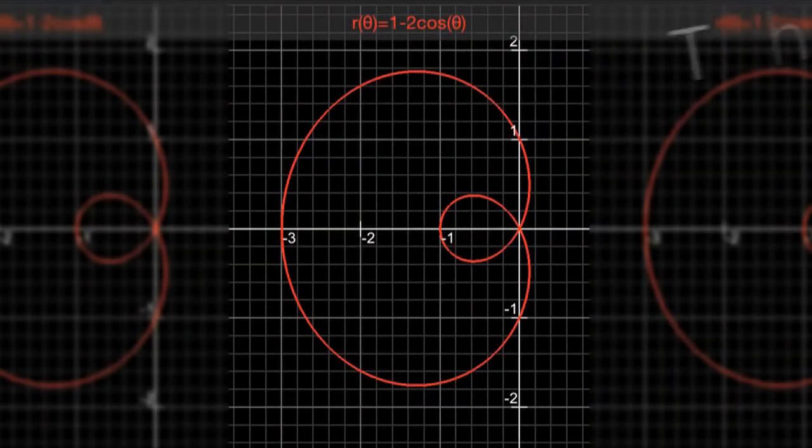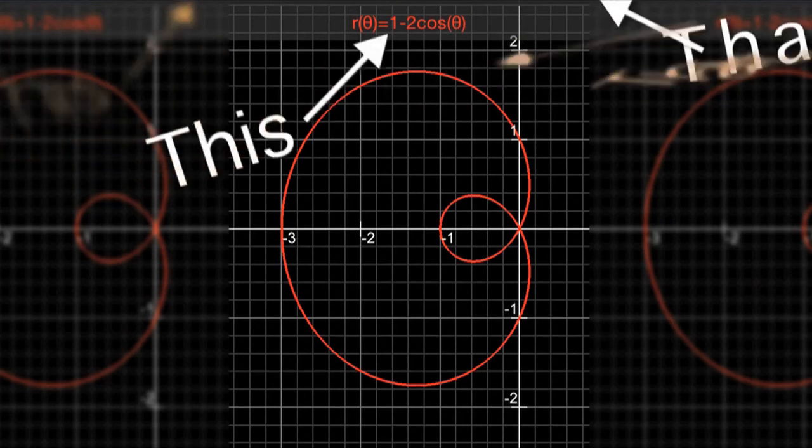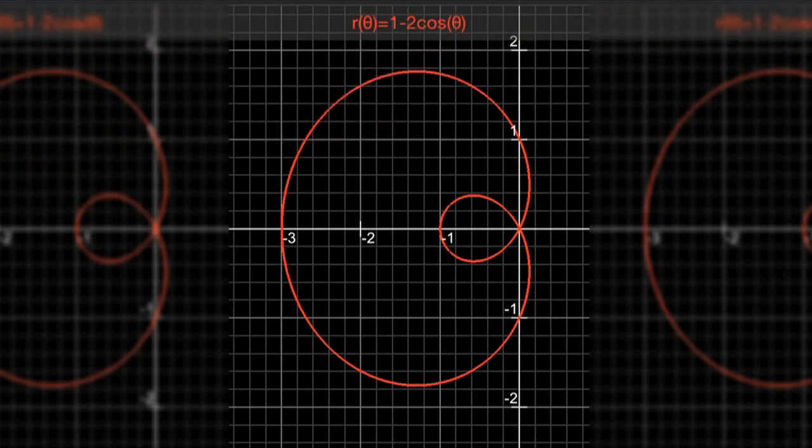1 minus 2 cosine theta. That's a limaçon. Why? Because the coefficient is bigger than the constant, and it's going to double on itself because it's going to have a negative r.